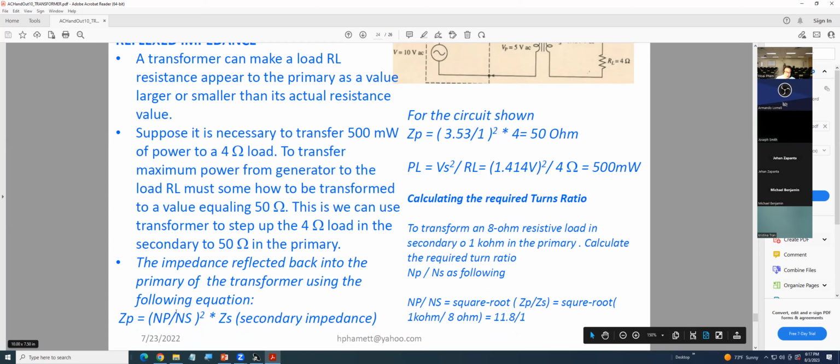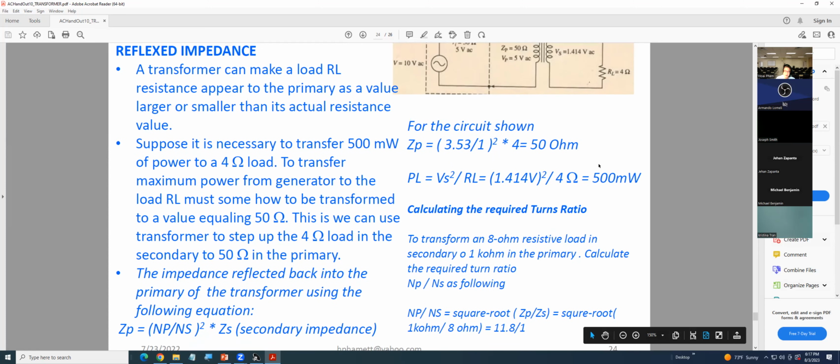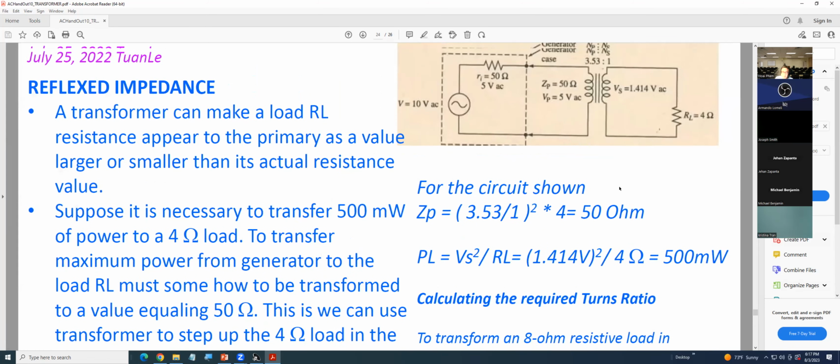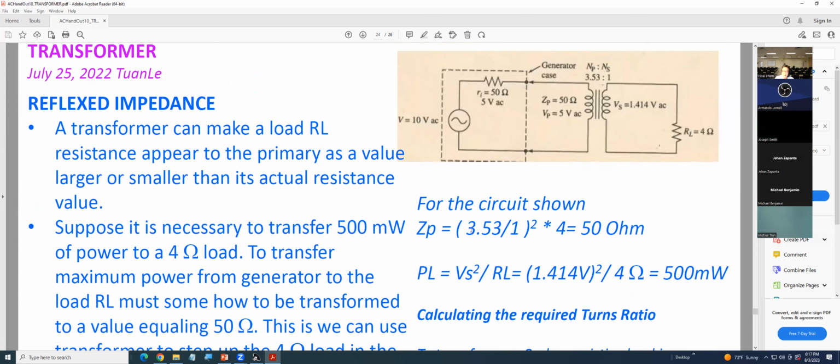ZP equals NP over NS, squared, times ZS. That's the secondary impedance. Now, for the circuit solved, ZP equals 3.53 divided by 1, squared, times 4. That will be 50 ohms.